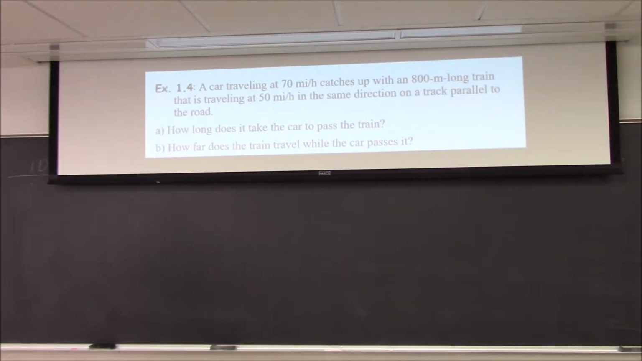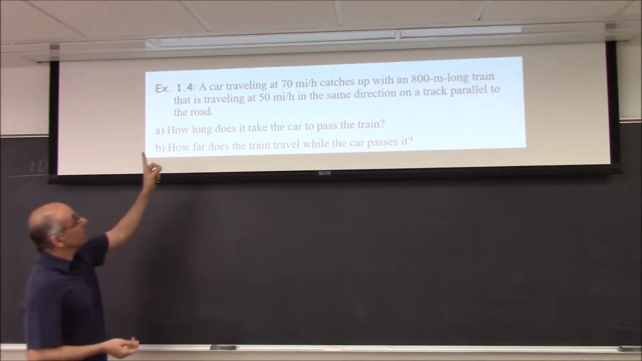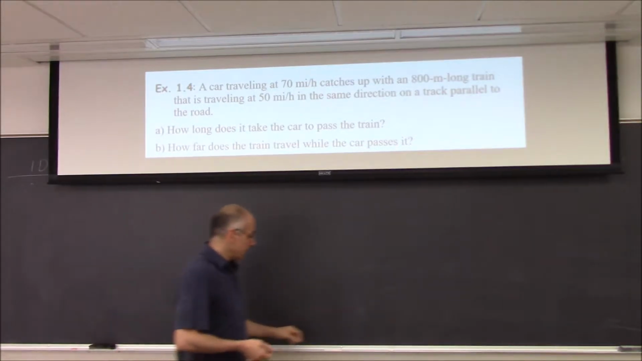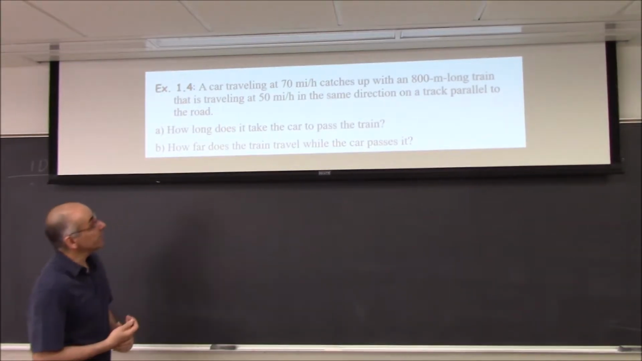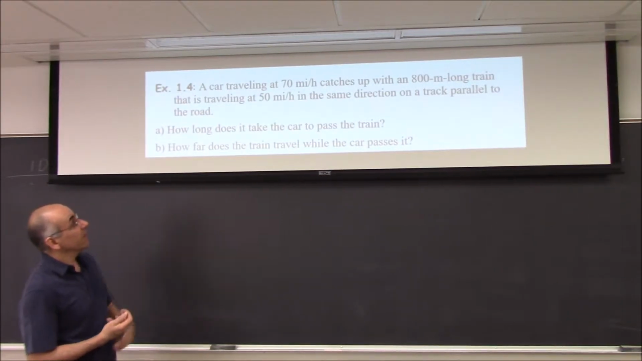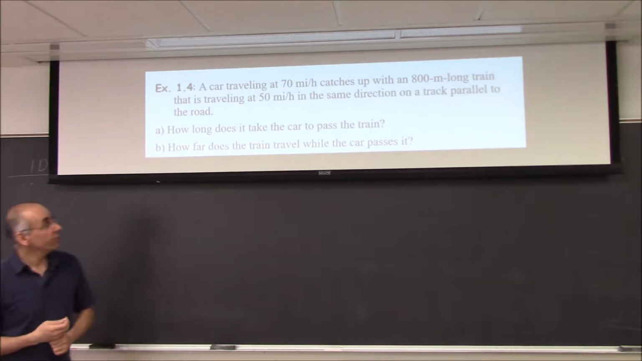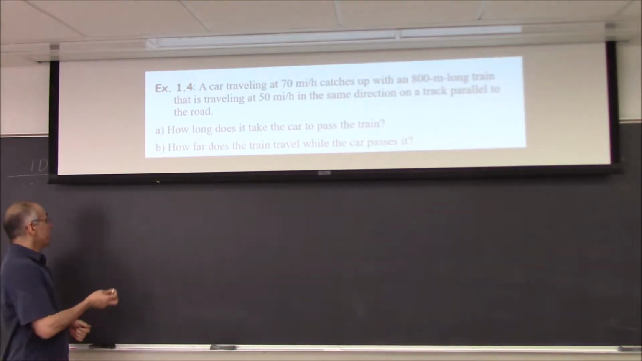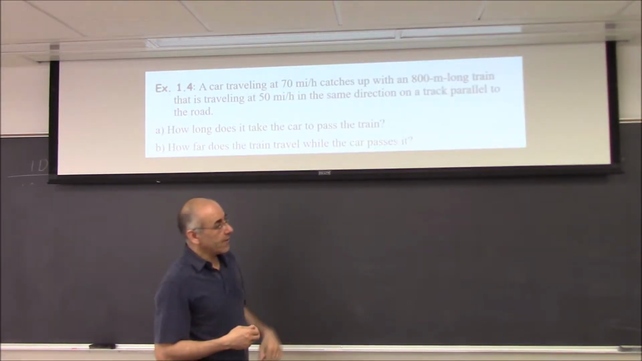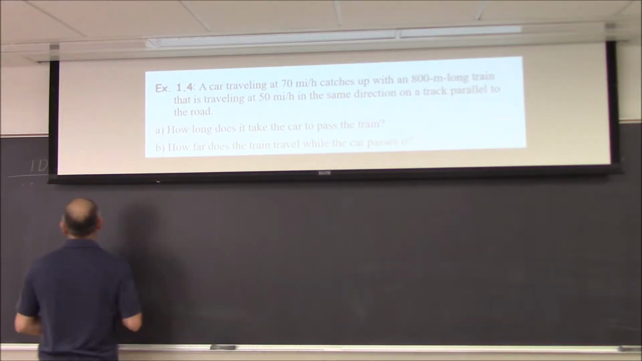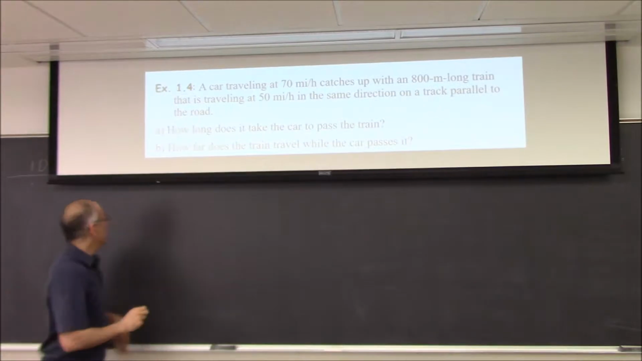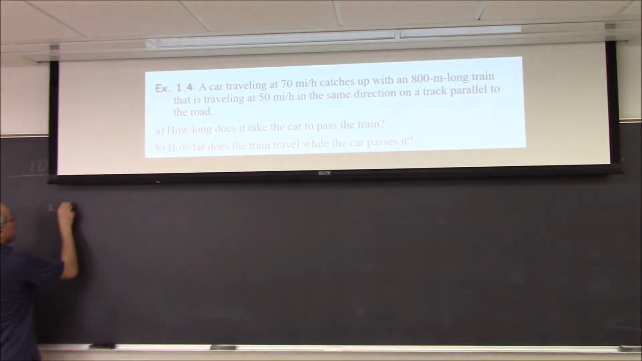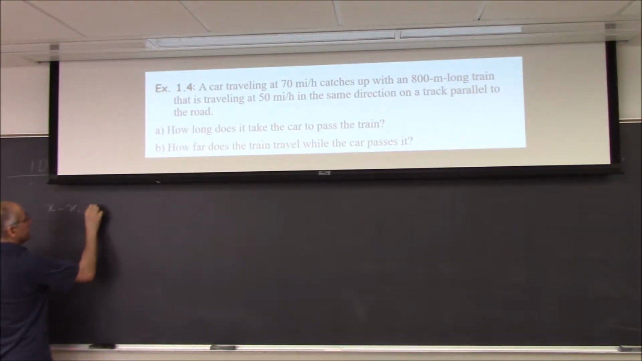So we have these two objects, a car at 70 miles an hour and a train at 50 miles per hour. They're moving in the same direction and the train is 800 meters long. We want to see how long it takes for the car to pass the train. So we have to put that in the context of math to be able to solve it. The equation that we have is just x minus x naught equal to vt.